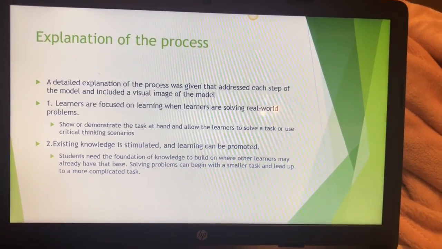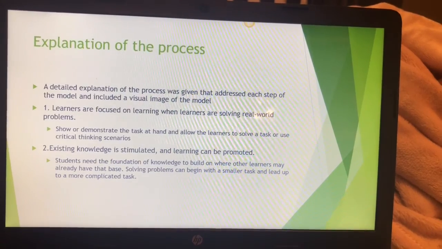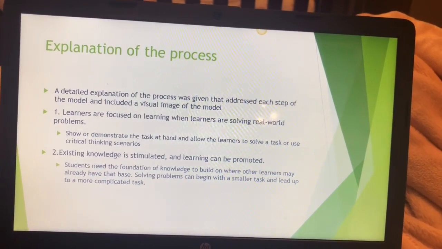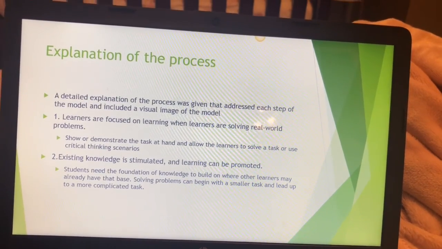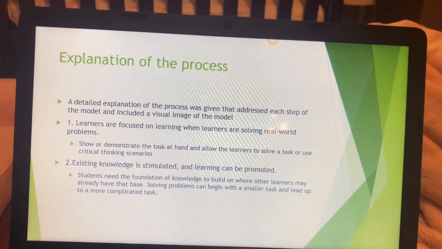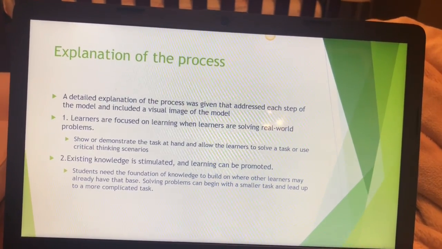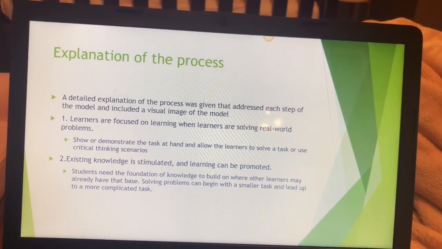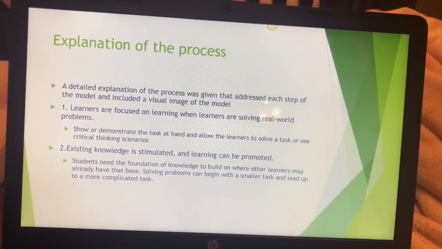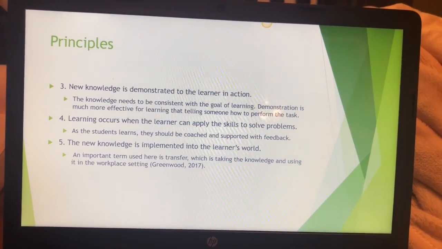The second one was that existing knowledge is stimulated and learning can be promoted. Once you have that foundation of learning built, you can help them build on each task. For example, they may start out just assisting the patients to dangle on the side of the bed, and as they learn different transfer techniques, they're able to lead up to a complete bed bath. The third one was that new knowledge is demonstrated to the learner in action.